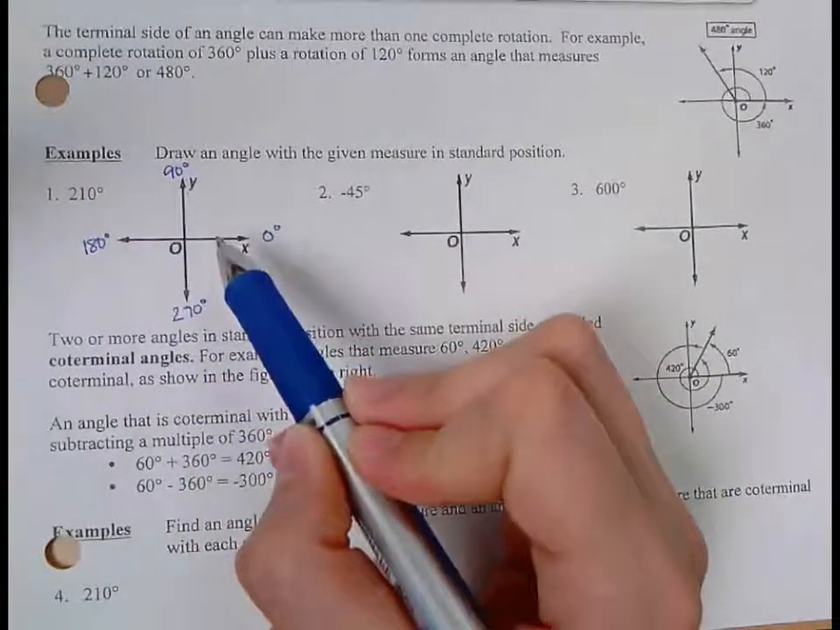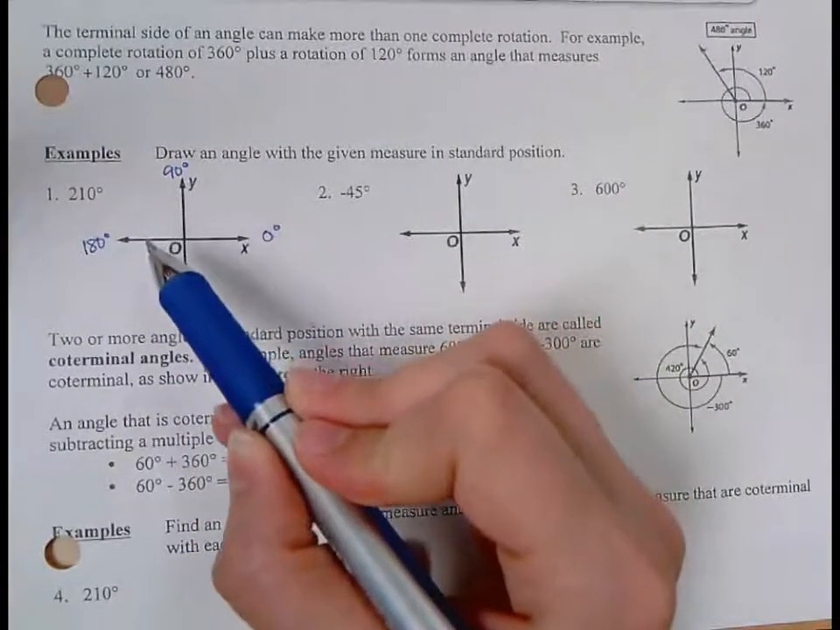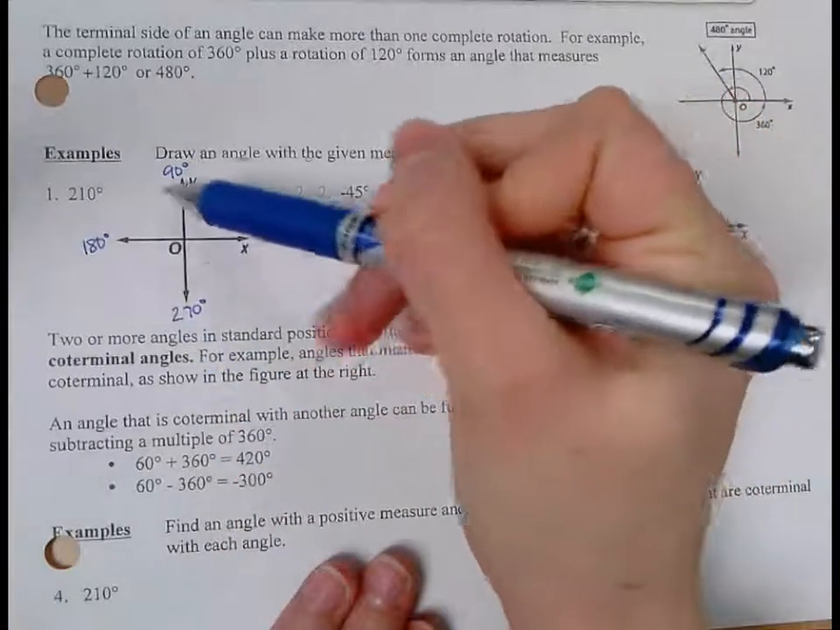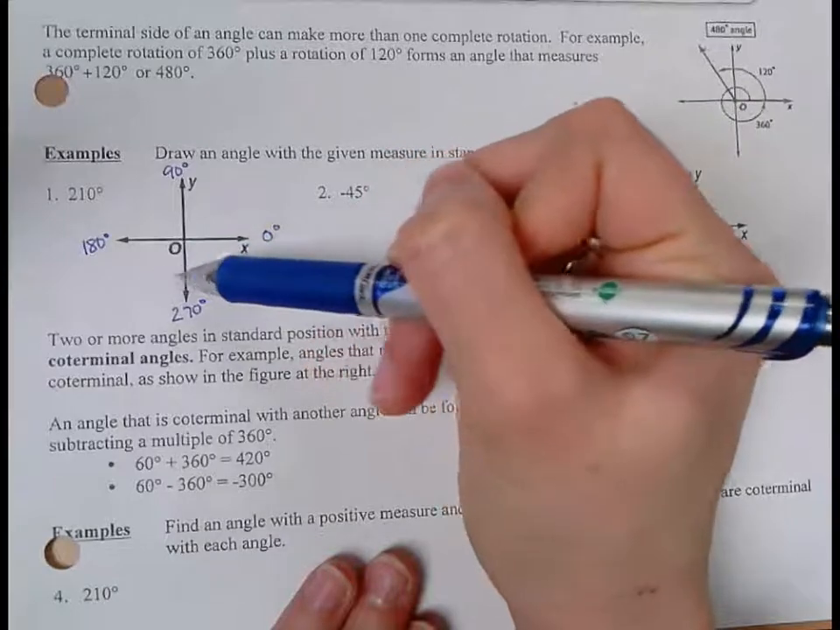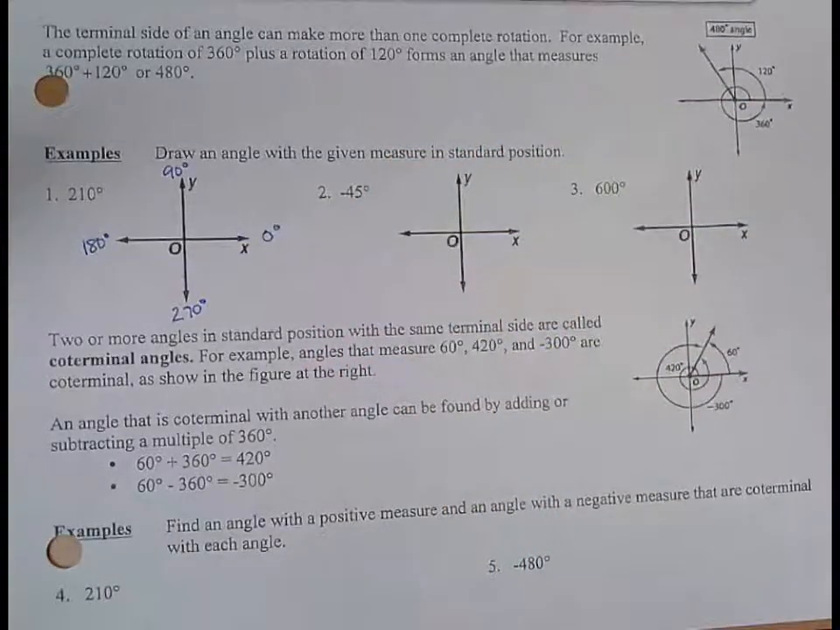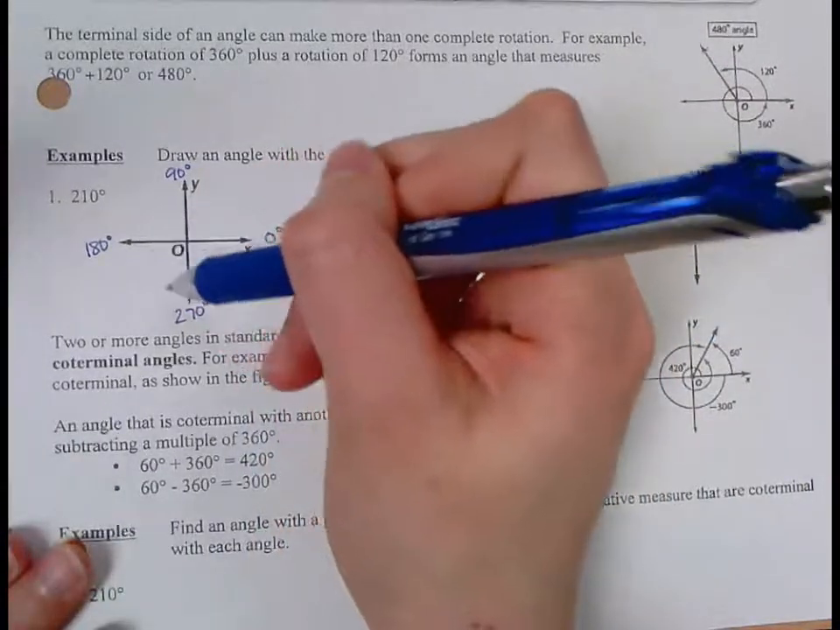So 210 would be 30 degrees more than 180. I would have to go 180 degrees plus an additional 30 degrees, and from 180 to 270, that's 90. So you're just approximating where that would be. It's a little less than halfway between 180 and 270.